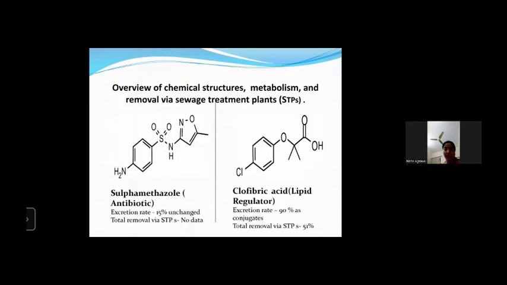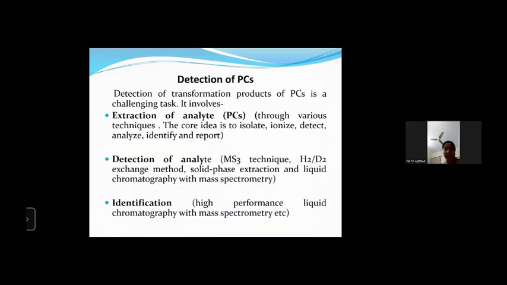The next are sulfamethoxazole and clofibric acid. They are an antibiotic and a lipid regulator. The same data shows that these drugs are not completely metabolized in the human body. And at the same time, if we try to remove them from the environment through sewage treatment plants, they are not completely eradicated. So now comes the question of how these pharmaceuticals are detected in the environmental system. This can be done with the help of the following processes.